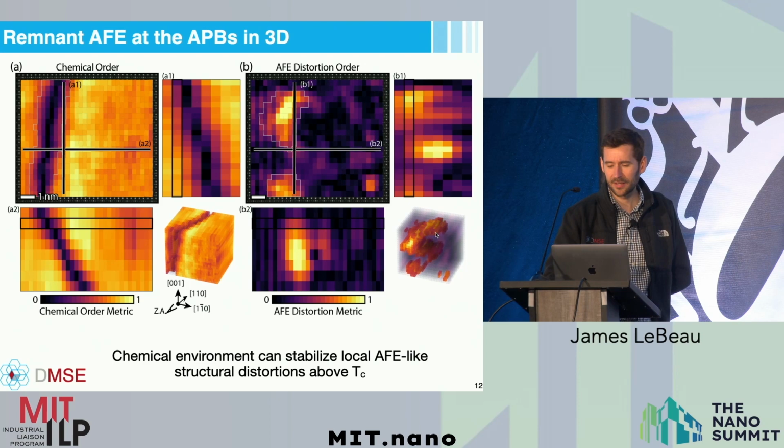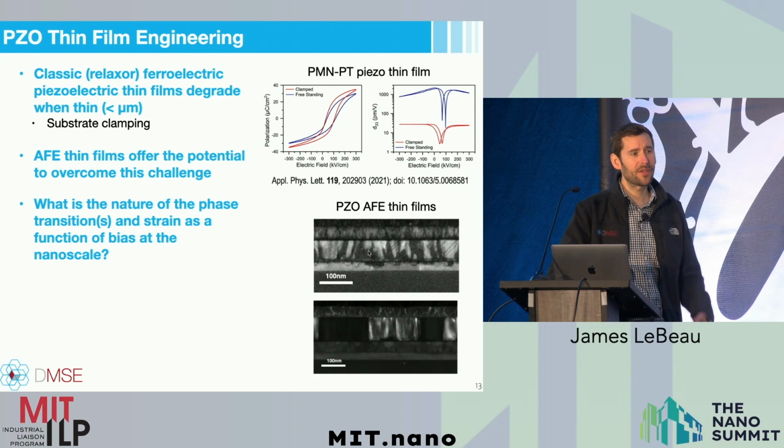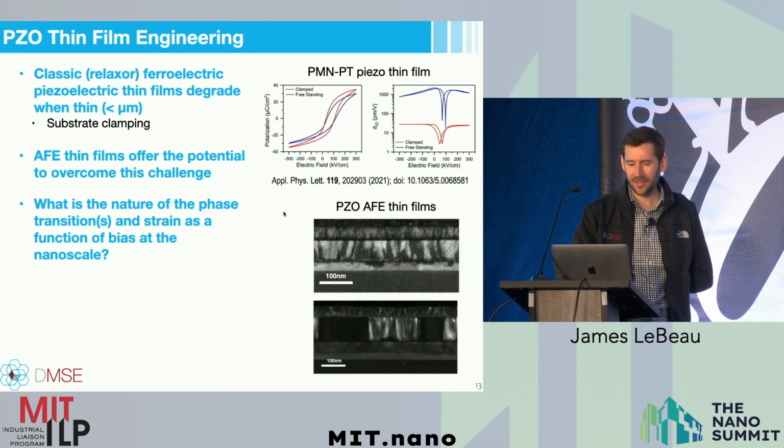The other aspect of studying these materials is to also observe how they change dynamically. This would be applying a bias to samples in the electron microscope to particularly answer questions like what is the nature of those phase transitions and what's the strain in the sample as we apply a bias at the nanoscale.